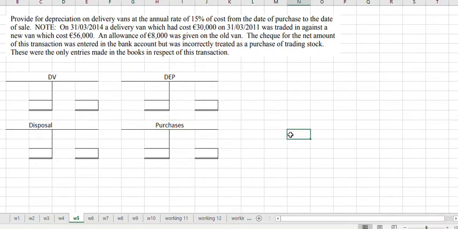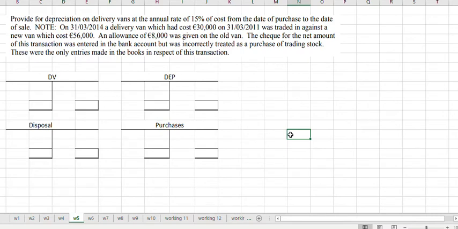So first of all, provide for depreciation on delivery vans at an annual rate of 15% of cost from the date of purchase to the date of sale. On the 31st of March, a delivery van which cost 30,000 on the 31st of March in 2011 was traded against a new van. We were given a trade-in allowance of 8,000, but the net amount of the transaction was incorrectly treated as purchase of trading stock.